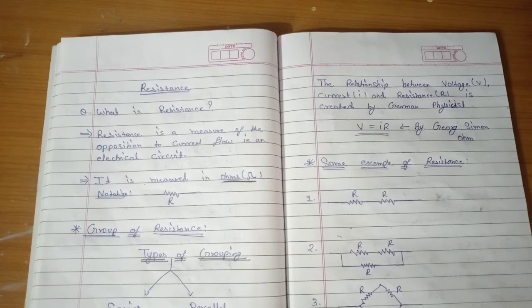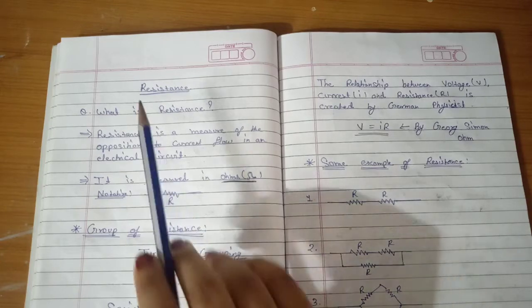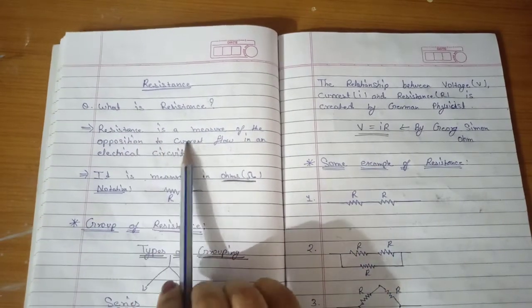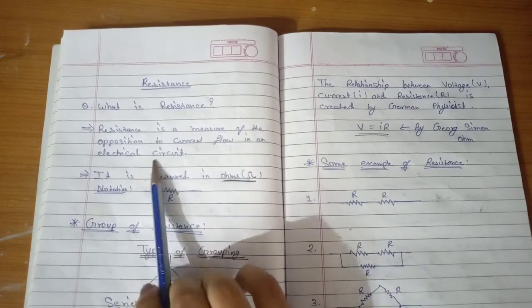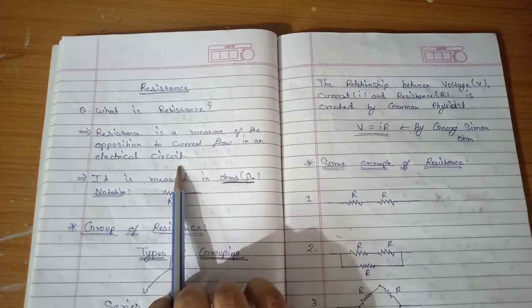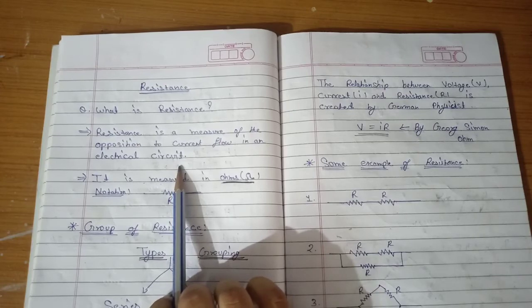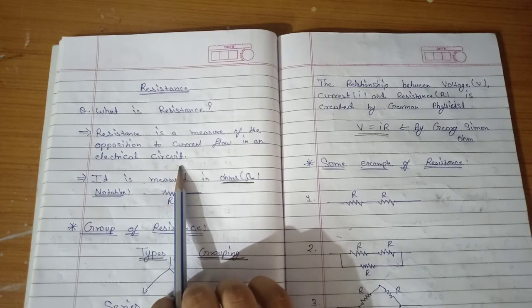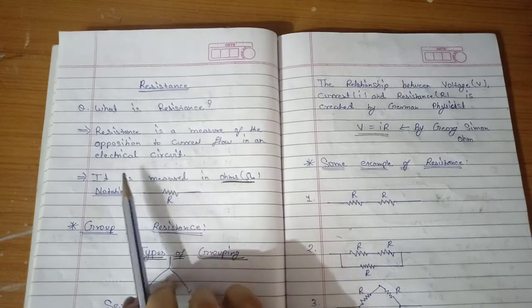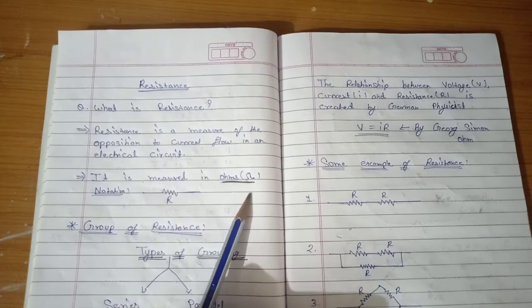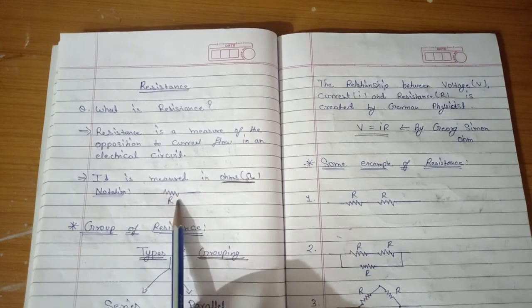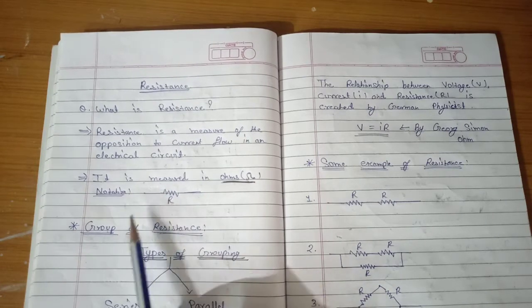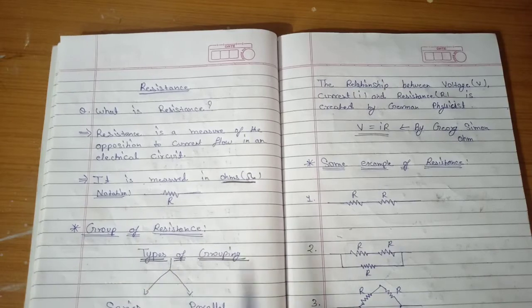So let's start. What is resistance? Resistance is a measure of opposition of current flow in an electrical circuit. Basically, resistance is used for opposing the flow of current. It is measured in ohms. The notation is this type. R is resistance here.